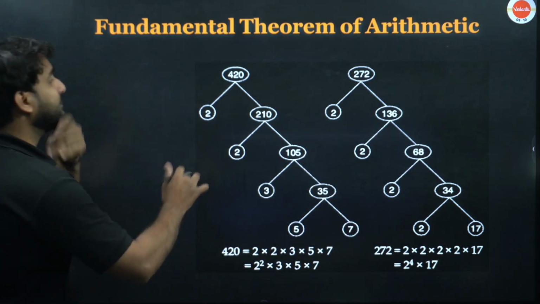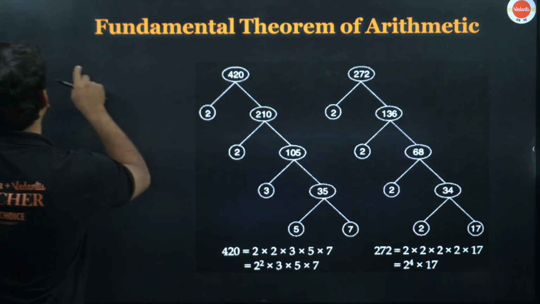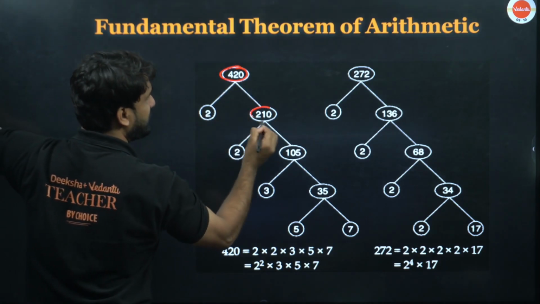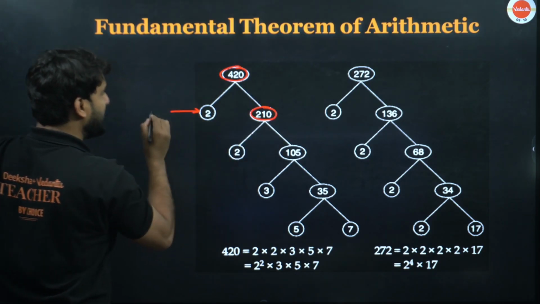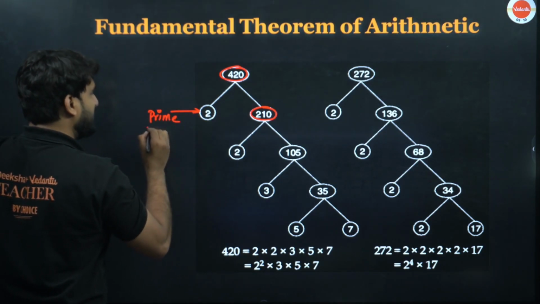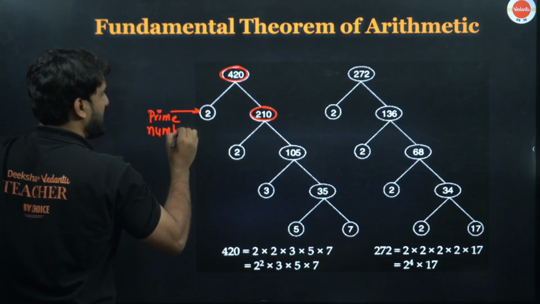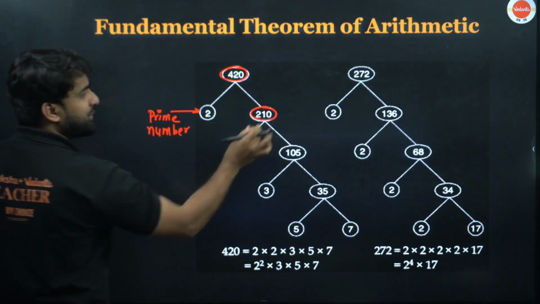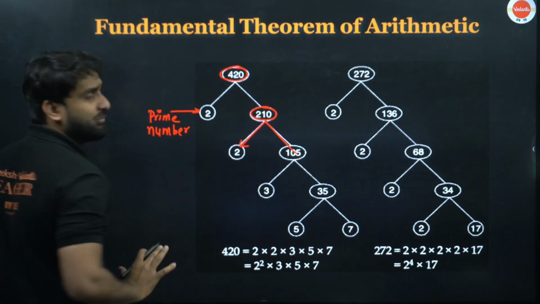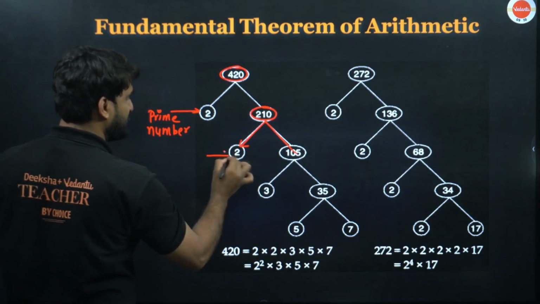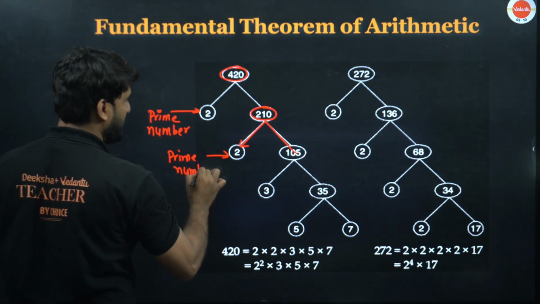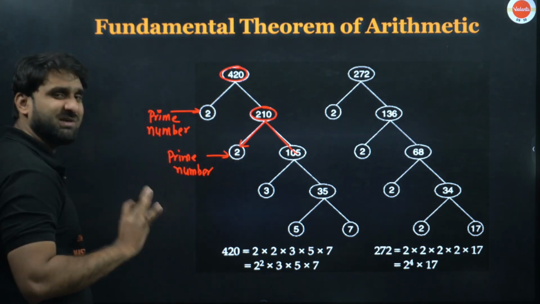Okay, so let's have one more short glimpse of the fundamental theorem of arithmetic. So basically this is 420. So 420 can be written as 2 into 210. And now can you see this 2 is a prime number. Now we cannot split this 2 into more parts. Now 210 can be written as 105 into 2. Again, this 2 is a prime number, so we can't do anything with this 2. We have to keep this as it is.